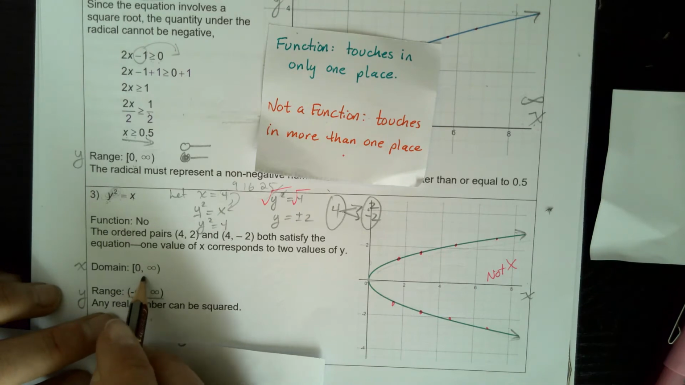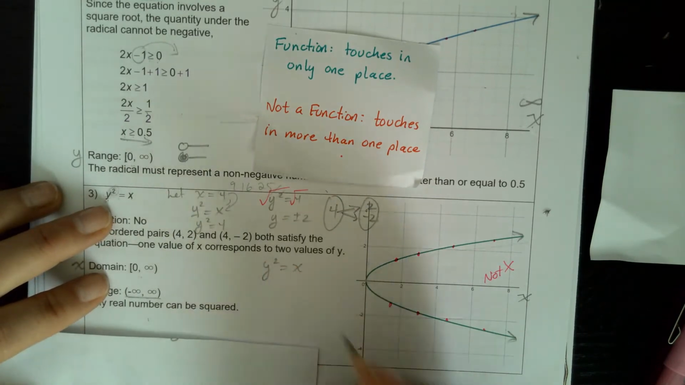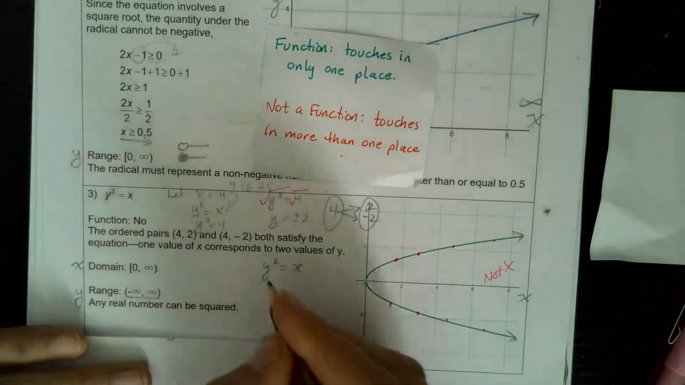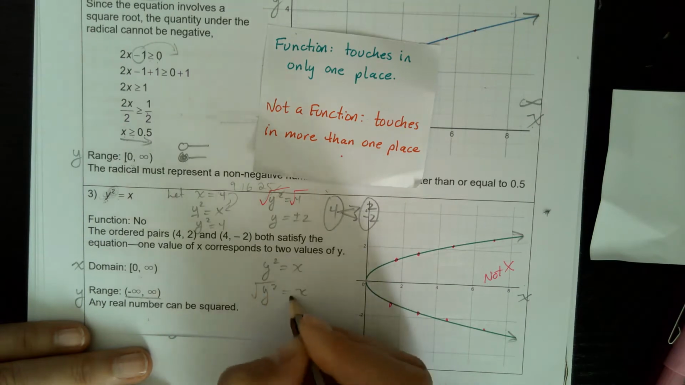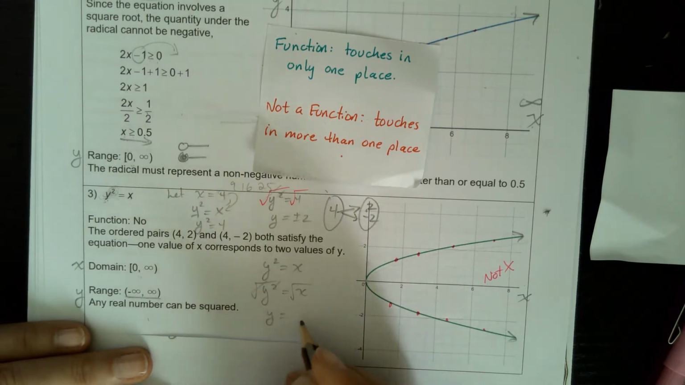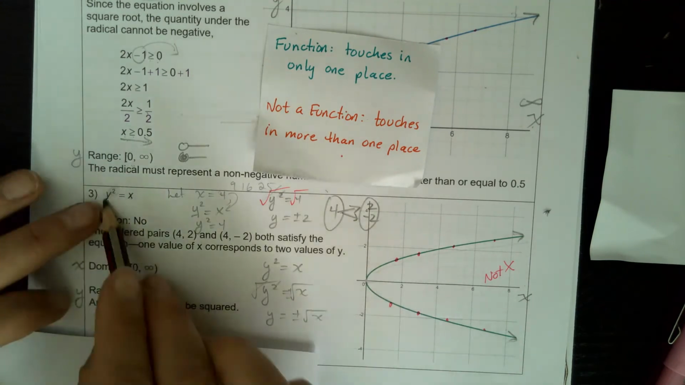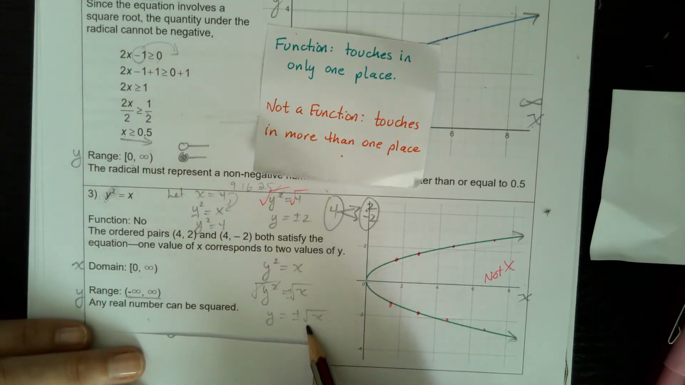Well, for the domain, if I don't have a graph, let's look at the domain. So if I want to know what numbers I can put in for x, I'm going to solve for y. So let's get rid of this squared. Really, it's like a square root hiding in this idea. There's a square root, there's a radical. So if I solve for y, I can see that there's a restriction on x.